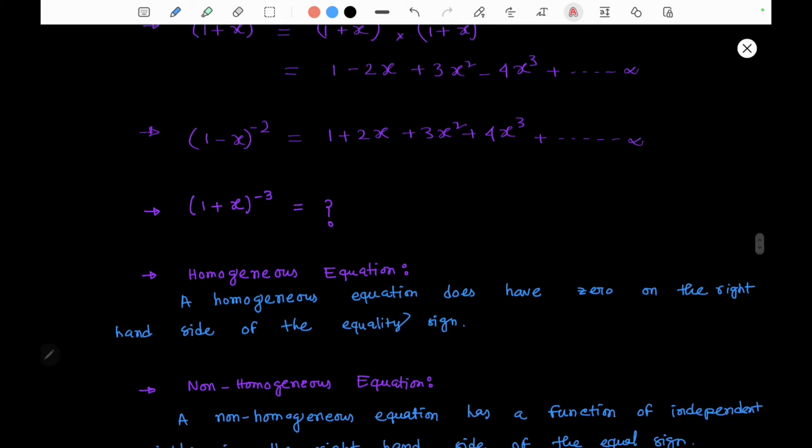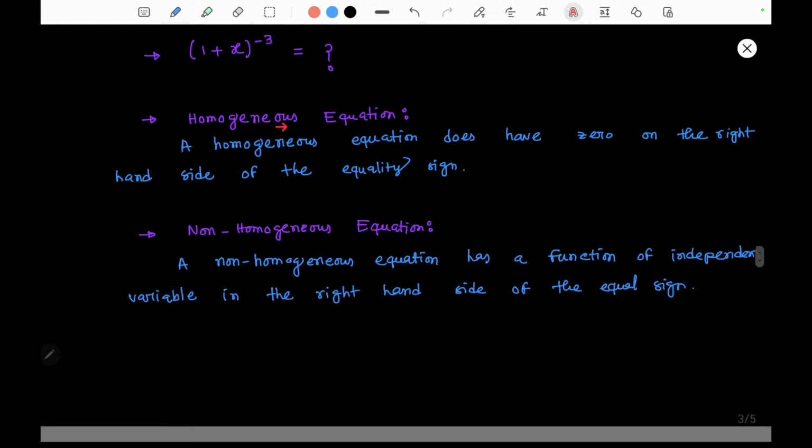I shall surely check. Now, what is a homogeneous equation?